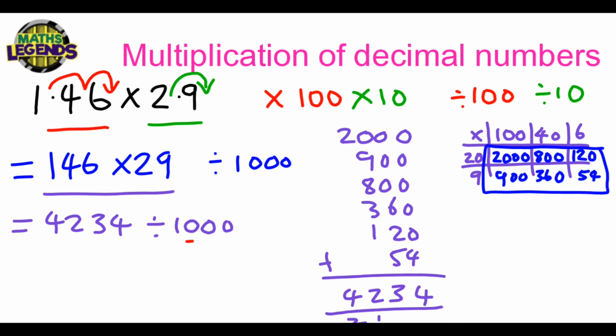As we have 3 zeros, we need to move this 3 places to the left. So the decimal point moves 1, 2, and 3. So the answer is 4.234. Let's look at one more example.